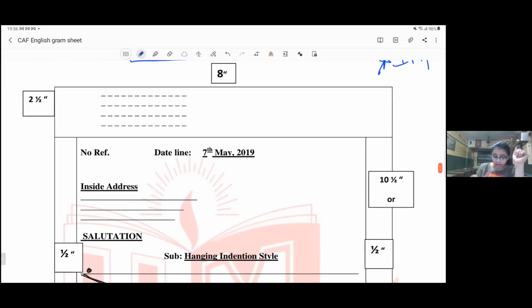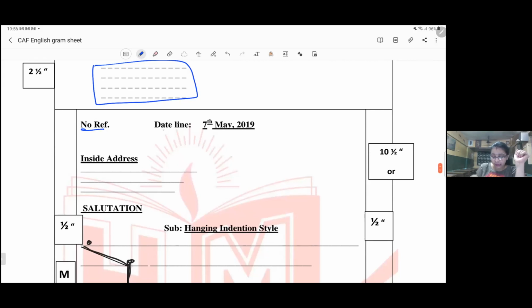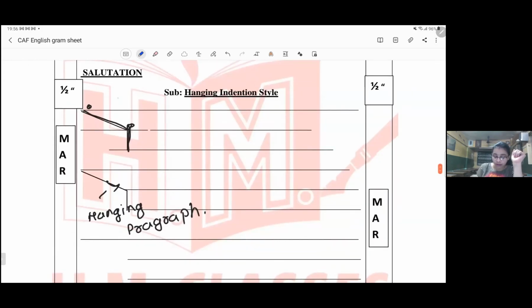See this. Sender's address, reference number and date line in between. Inside address. See here how this paragraph is to be written. You can see it is like a hanging paragraph, you can say. It is away from the margin.